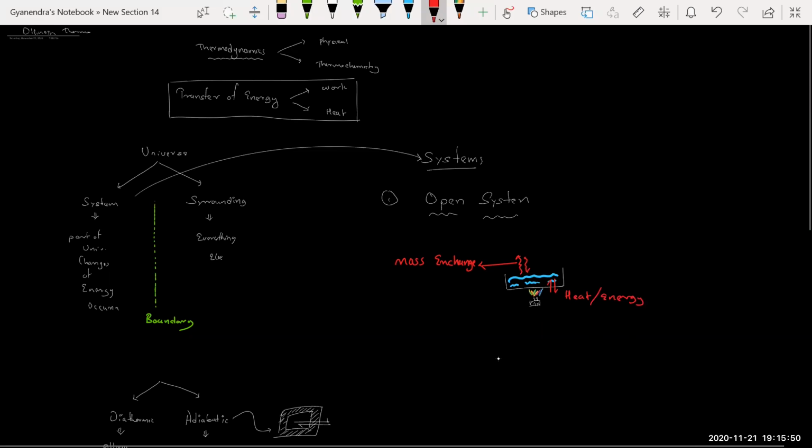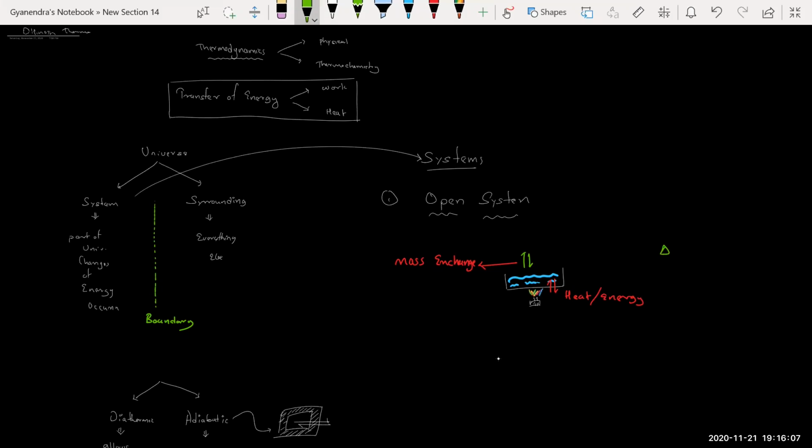Better to call it energy transfer. Any doubt in this? No, sir. Both mass and energy are getting transferred, sir. Exactly. Both mass and energy will be getting transferred in this process, Dinesh. Fine, sir.